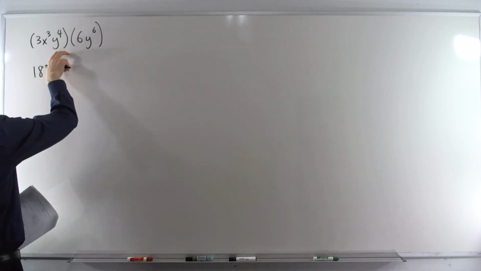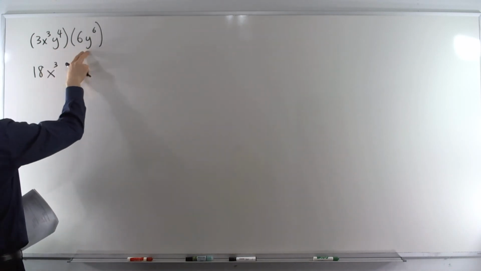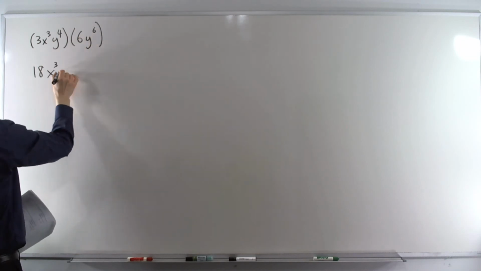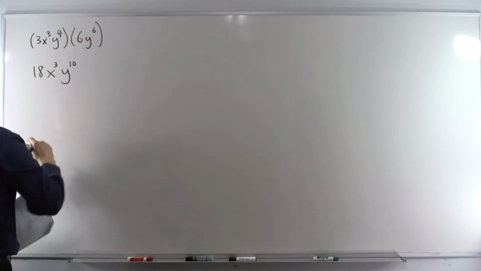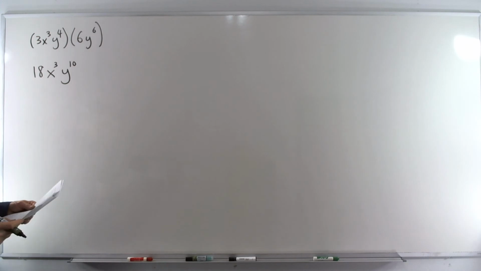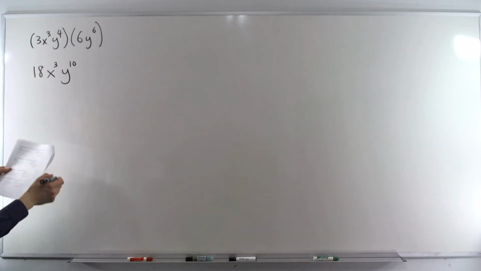Now we'll do the y's. All right, got some matching bases here. Add those exponents. 4 plus 6 is 10, so we got y to the 10th. 18x to the 3rd, y to the 10th. Your turn, number 4.